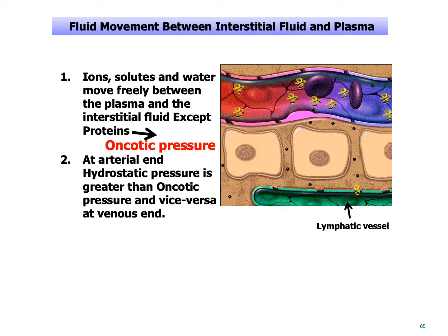To review the fluid movement between interstitial fluid and plasma, ions, solutes and water move freely between the plasma and the interstitial fluid, except proteins, which will generate oncotic pressure in the blood vessels. At the arterial end, hydrostatic pressure is greater than the oncotic pressure, and vice versa at the venous end.